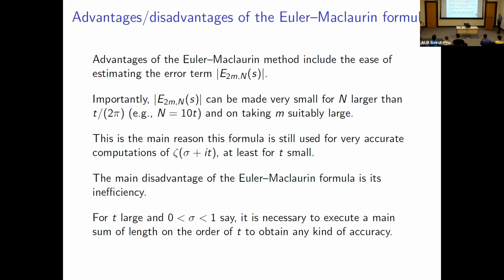But the main disadvantage is that the formula is inefficient when t is large, right? It has a very long main sum. And so it becomes really hard to work with it. Imagine you want to compute when t is about 10 to the 10, then you need to sum about 10 to the 10 terms, which takes a long time.